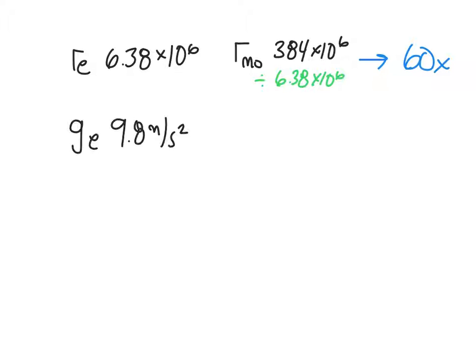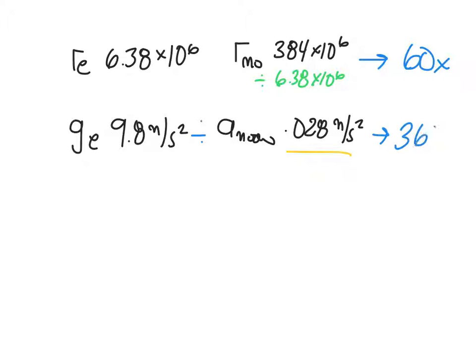And then he looks at the acceleration due to gravity on earth, and he knows that that's 9.8 meters per second squared. And he takes the value that we just calculated for the acceleration of the moon as 0.028 meters per second squared. And he does 9.8 divided by 0.028. And when he does that, he finds that he gets the number 3600. So that means the acceleration here is 3,600 times as much as the acceleration of the moon.